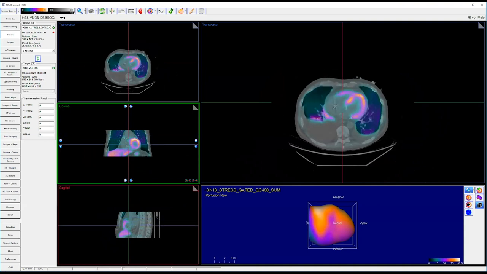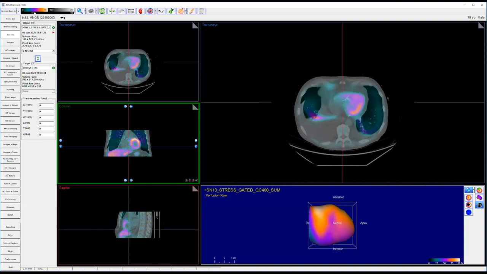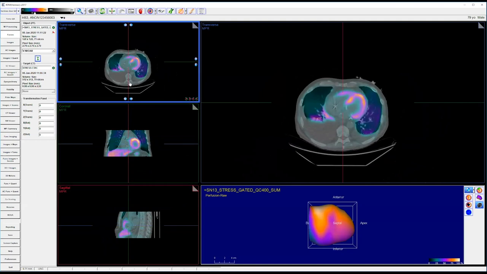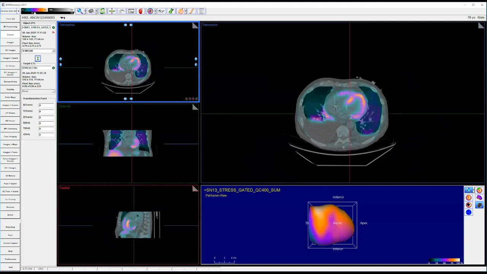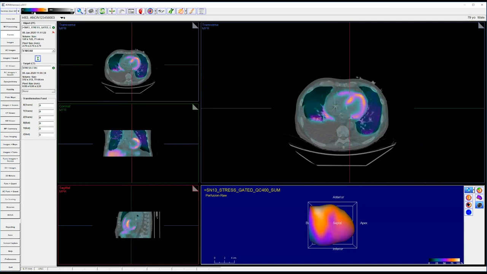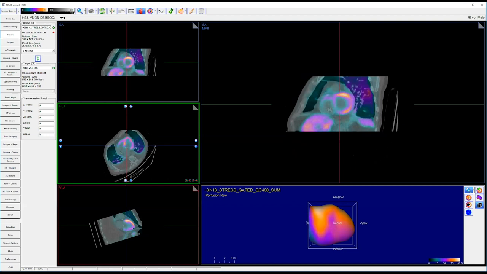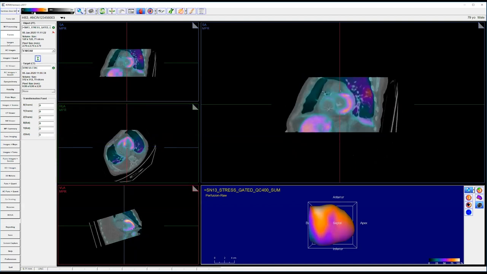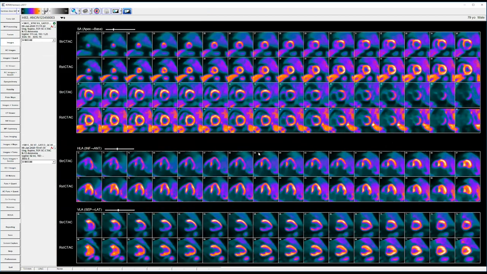And you can see there that it appears correct on the transverse view. Here on the sagittal view also. And on the coronal view, we can use heart orientation here and do the same thing, but these look good. All right, so in the interest of time, we're gonna go directly to our perfusion images.